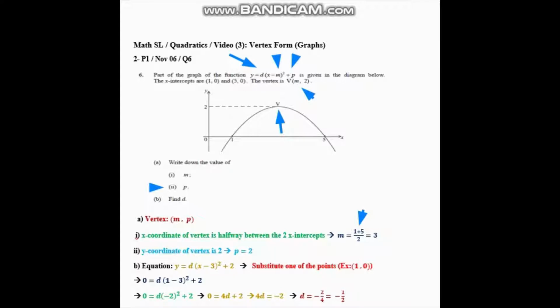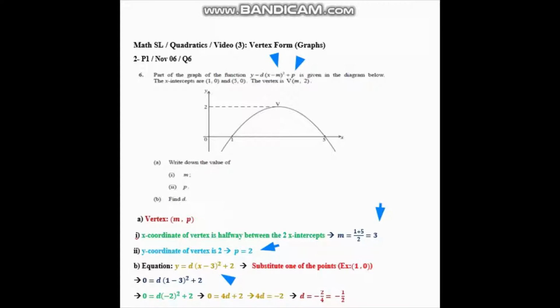So question B requires us to find d, and all we need to do in order to find d is substitute one of the points into the equation. So I'm going to rewrite this equation with my now deduced variables. Instead of m and p, I'm going to write 3 and 2 because I've already found m to be equal to 3 and p to be equal to 2. So I'm just going to put 3 here and 2 there, getting this equation in gold.